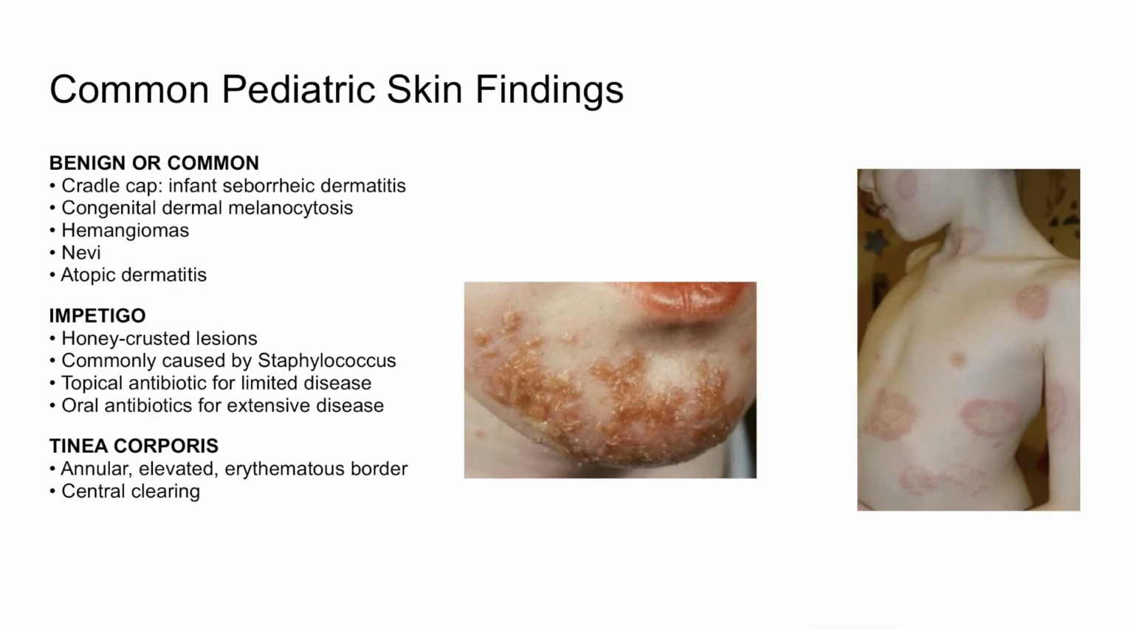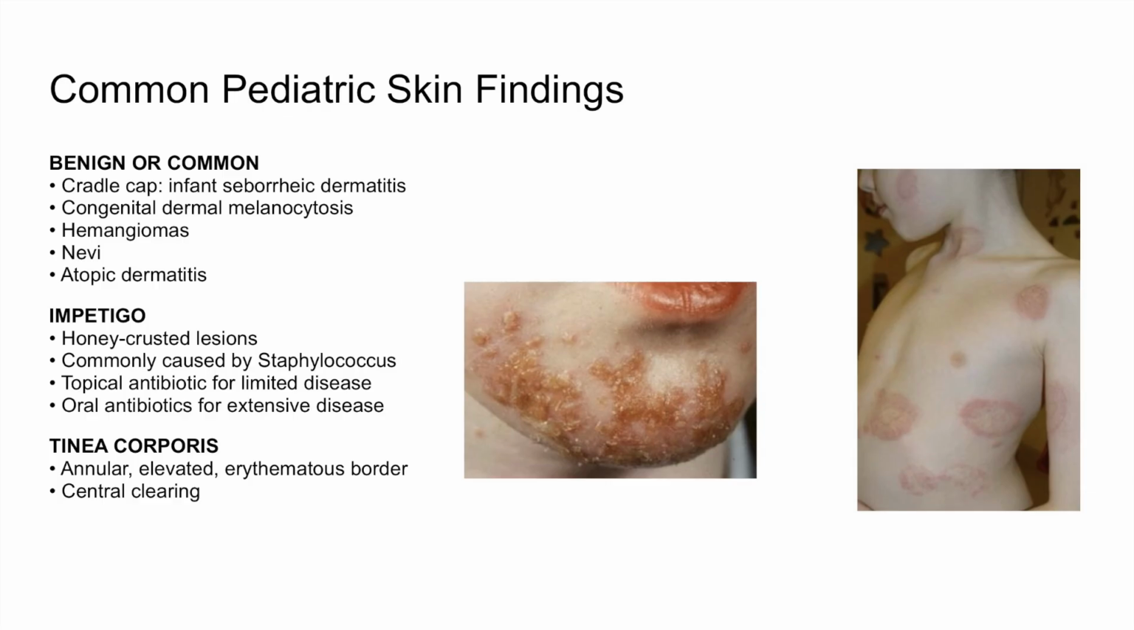Many pediatric skin findings are benign, but location, evolution, and associated symptoms determine whether intervention is needed. Cradle cap produces greasy scale on the scalp and eyebrows and usually resolves with gentle cleansing. Congenital dermal melanocytosis causes flat blue-gray pigmentation, commonly over the sacrum. Documenting its appearance and location helps prevent later confusion with bruising.